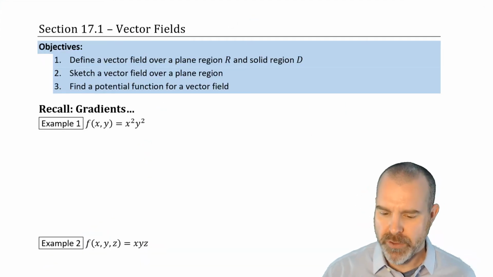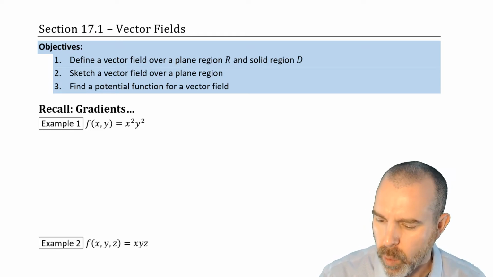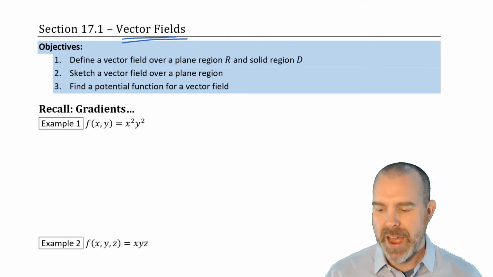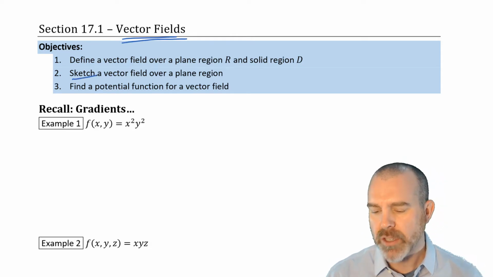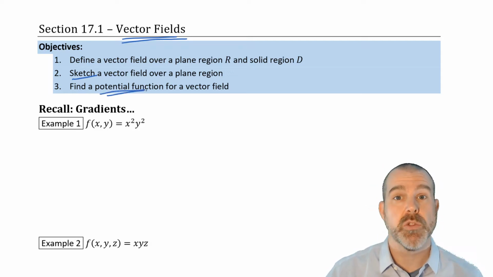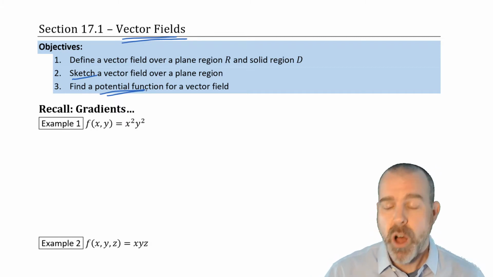We're just going to have one video for this one. We're going to define here. We're going to try to look at what is a vector field and give a definition for that. We're going to draw a vector field. And then we're going to look at something called a potential function, which will be a thread throughout the rest of chapter 17. First, recall gradients.